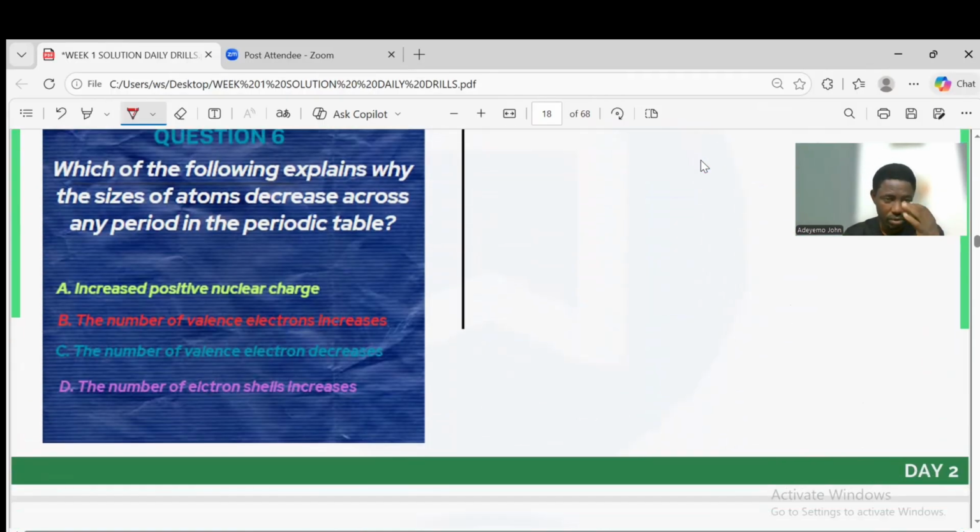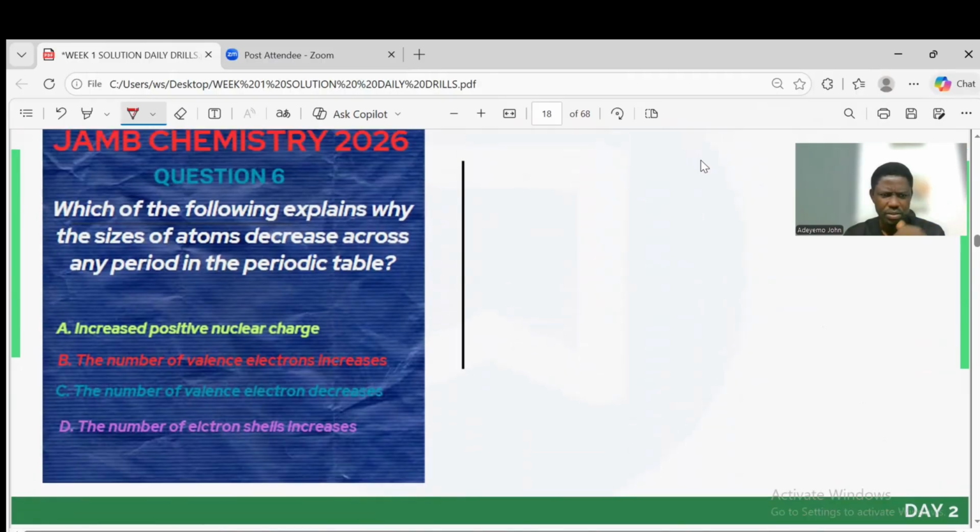Question 6 of day 2. Which of the following explains why the size of atoms decreases across any period in the periodic table? Okay, so let me start from sodium. Let's look at sodium, magnesium, aluminum.